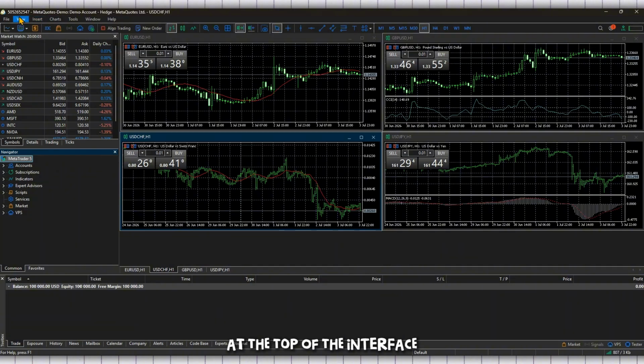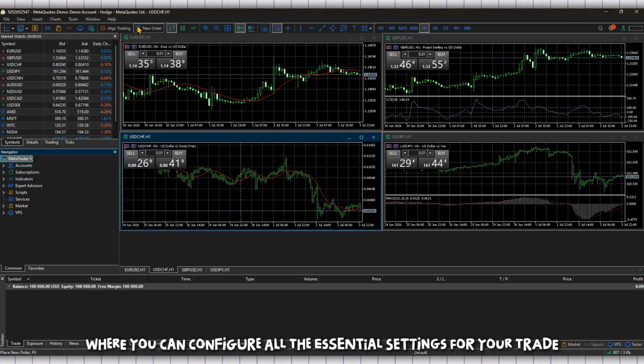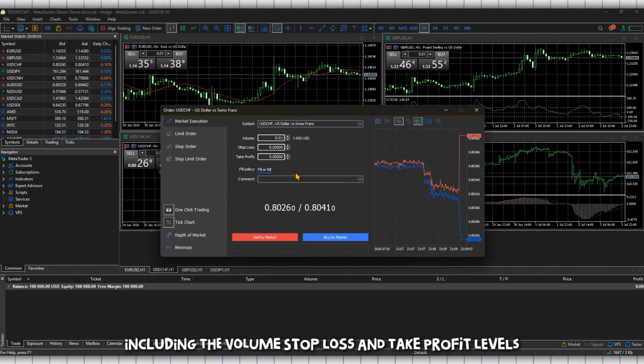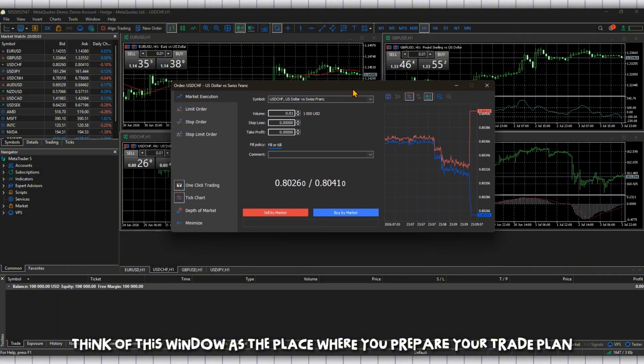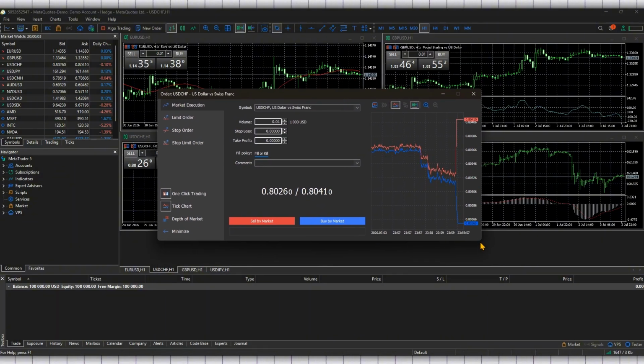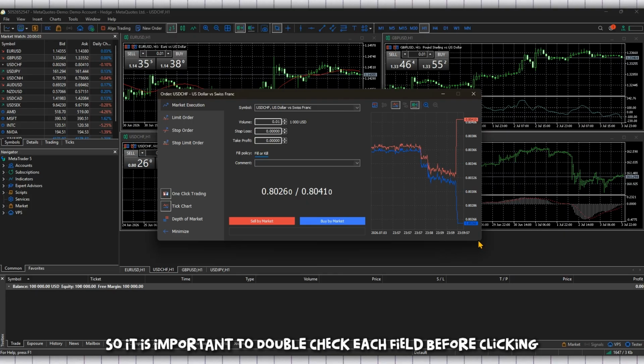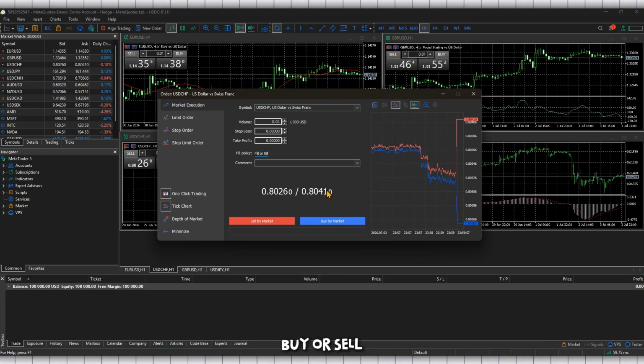At the top of the interface, look for and click on the button labeled New Order. This will open a new window where you can configure all the essential settings for your trade, including the volume, stop loss, and take profit levels. This is the control panel where you'll set up everything before executing your trade. Think of this window as the place where you prepare your trade plan before actually entering the markets, so it is important to double-check each field before clicking buy or sell.